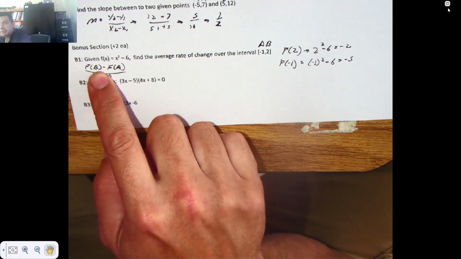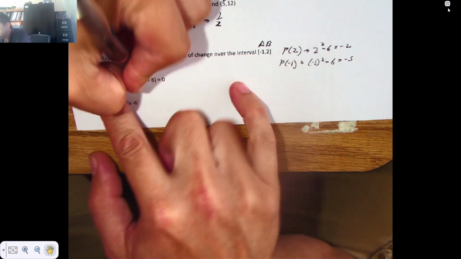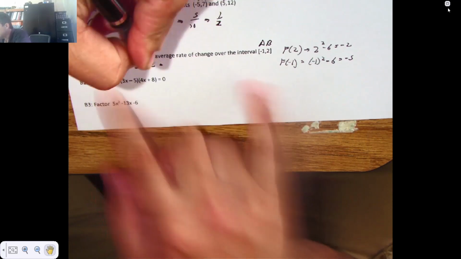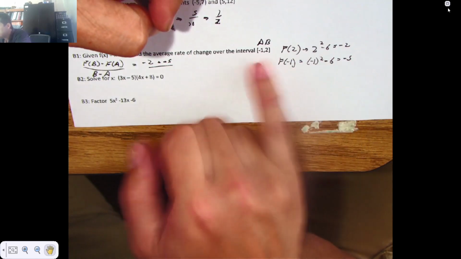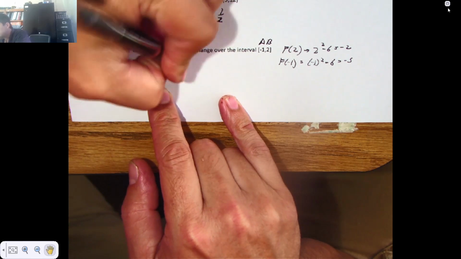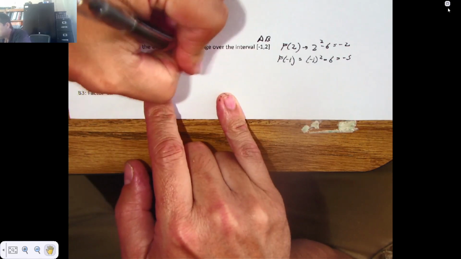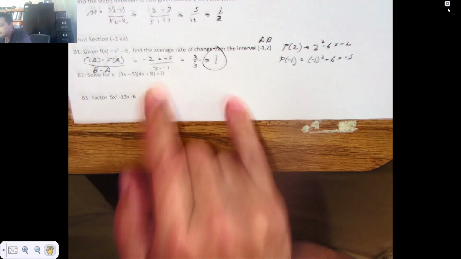So where I see f of b, I get to put that -2. Where I see f of a, I get to put a -5. And then I have b minus a, 2 minus a -1. This will give me 3 over 3, which is 1.